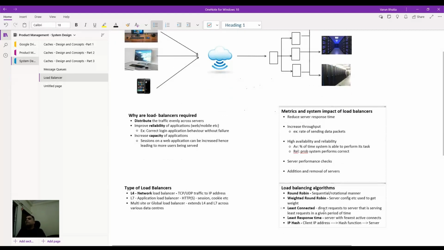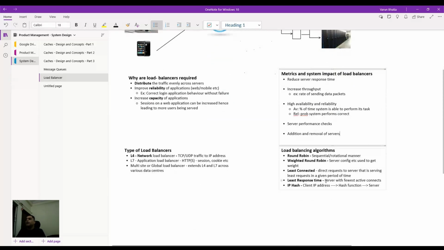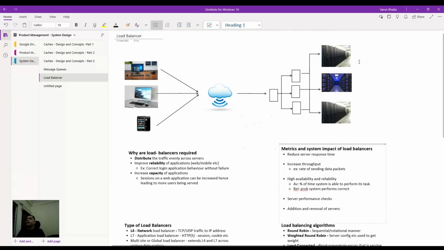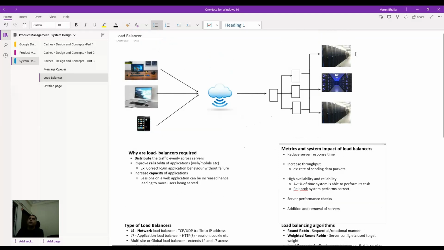Least connected directs requests to the server that has the fewest connections. For example, this one has 20, this one 40, whatever, 60, then you probably direct more requests to this one, right? Least response time, again, this is comprised of the configuration. A certain server may be able to respond in a very quick period of time because its configuration is very high end, right? So if that is the case, then you would want that to continue.